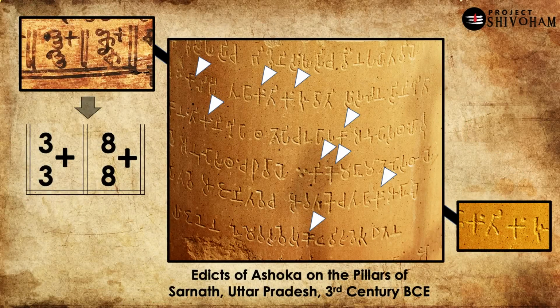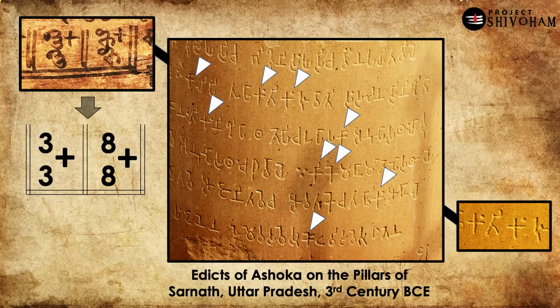Like I already mentioned a couple of minutes ago, the Bakhshali manuscript is written in Sharada writing style or Sharada script, which originated from its predecessor, the Brahmi script of Sanskritam. So to understand this 3 plus 3 or 8 plus 8 from the Bakhshali manuscript, the best available source for us to rely on is the Pillars of Ashoka, the Edicts of Ashoka, which date back to 3rd century BCE and is written in Brahmi.